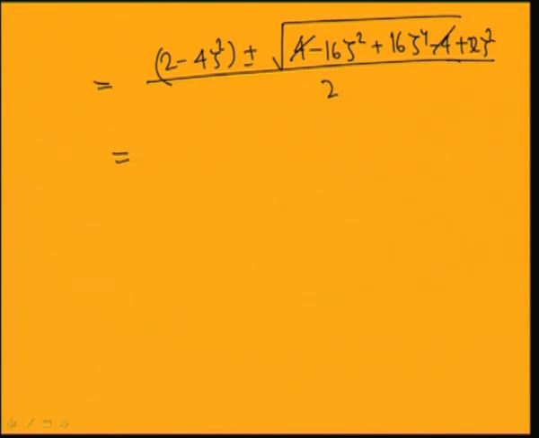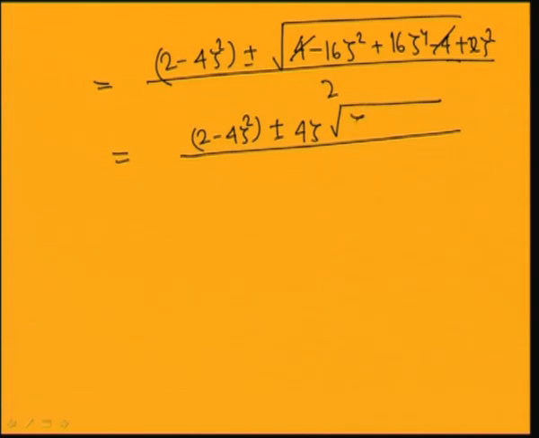So, you can take 16 zeta square common. Then it will become 2 minus 4 zeta square plus minus, taking 16 zeta square common, that will give you 4 zeta root over, and here you will have zeta square plus 1. So this is zeta square plus 1, by 2. So now, as you are taking zeta very small.